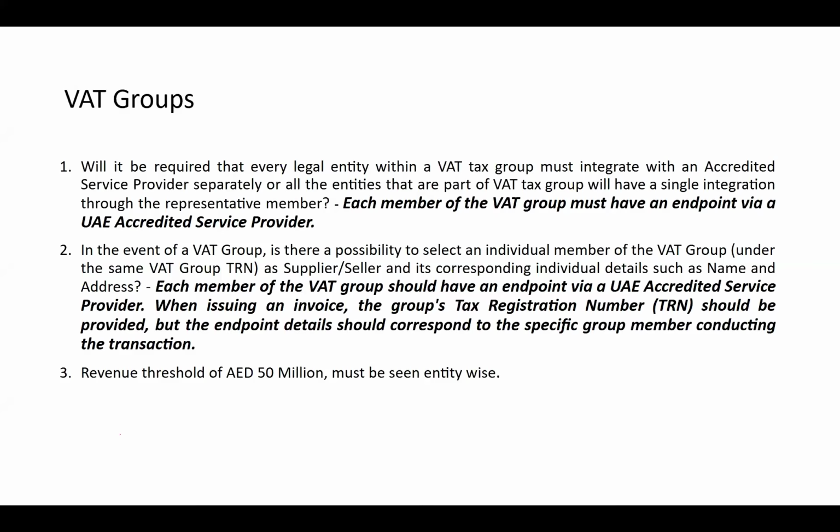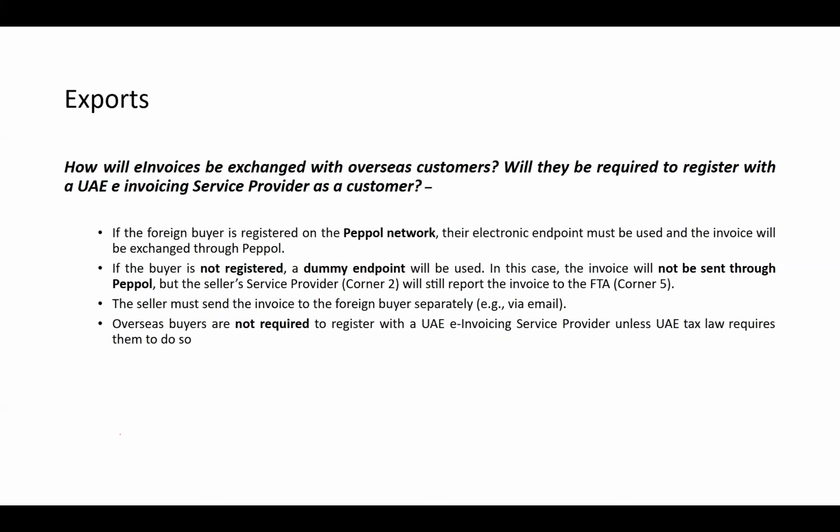And the individual member entities need to apply for the TIN, which refers to tax identification number, and this identification number can be used while issuing the e-invoice. So this is all about the e-invoice applicable to the VAT groups. Now we will move forward to how these e-invoice regulations work in the export case.